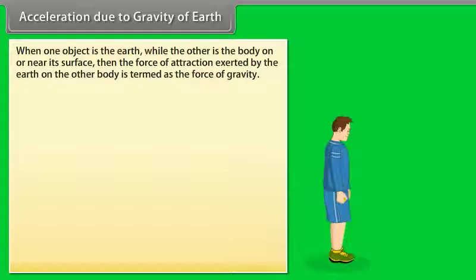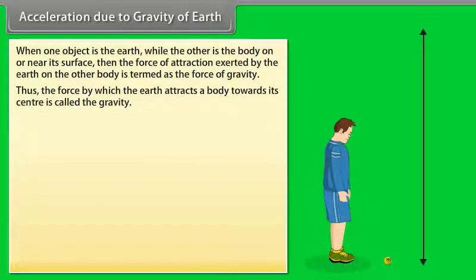Acceleration due to gravity of Earth. When one object is the Earth, while the other is a body on or near its surface, then the force of attraction exerted by the Earth on the other body is termed the force of gravity. Thus, the force by which the Earth attracts a body towards its center is called gravity.